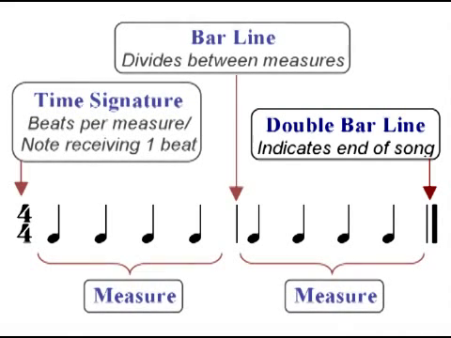You'll notice at the bottom I've identified the fact that this particular example has 2 measures in it. There is a bar line in the middle, and there's a bar line at the end that breaks our entire piece of music into 2 parts. So there are 2 measures there. I hope you understand that concept.